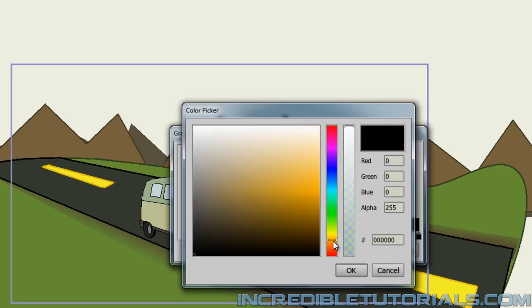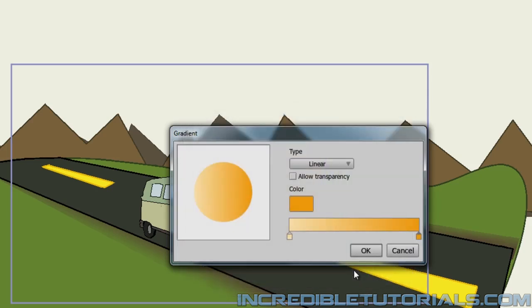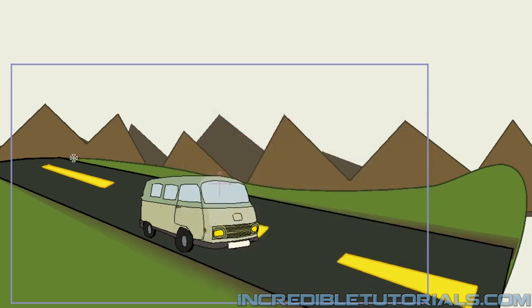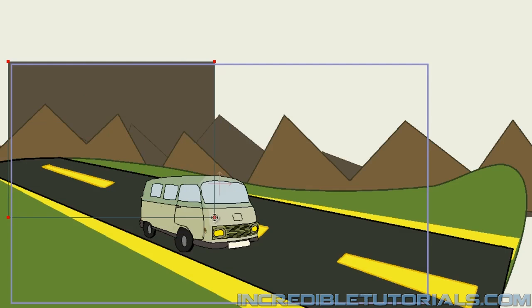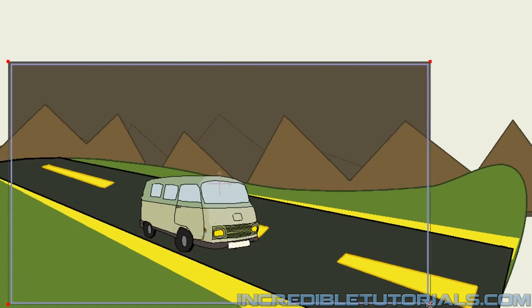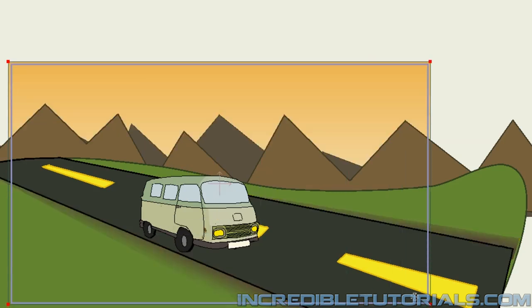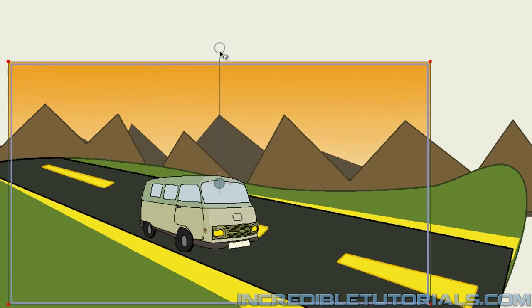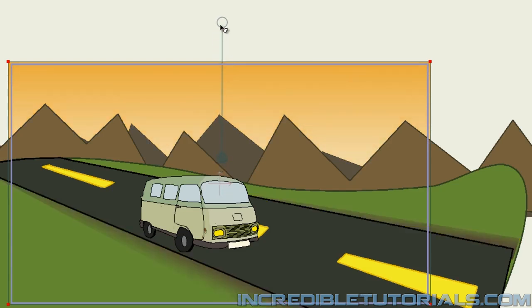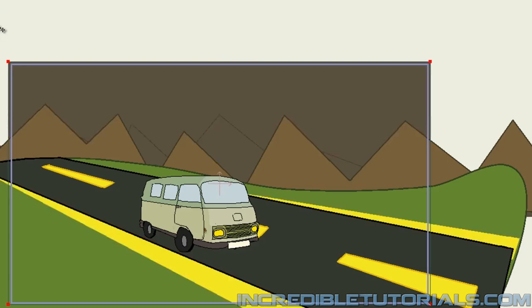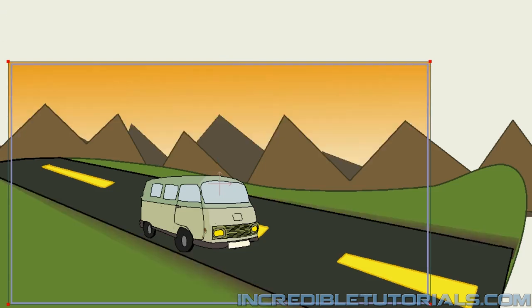And then we'll have a darker orange. And now we'll draw out the rectangle to encompass the entire project file. And then if we select the Select Shape tool, we can adjust the gradient if need be. Like that.